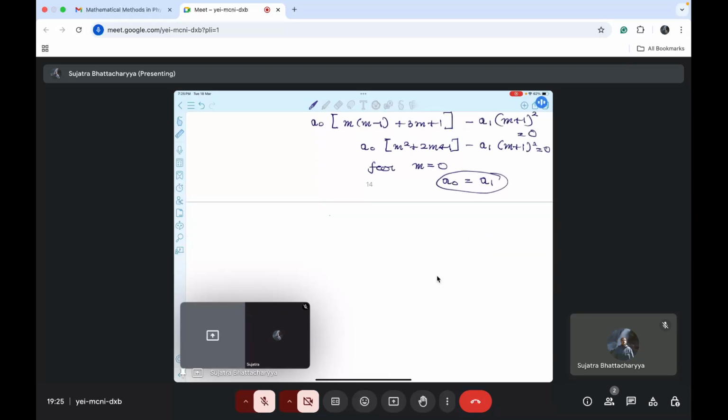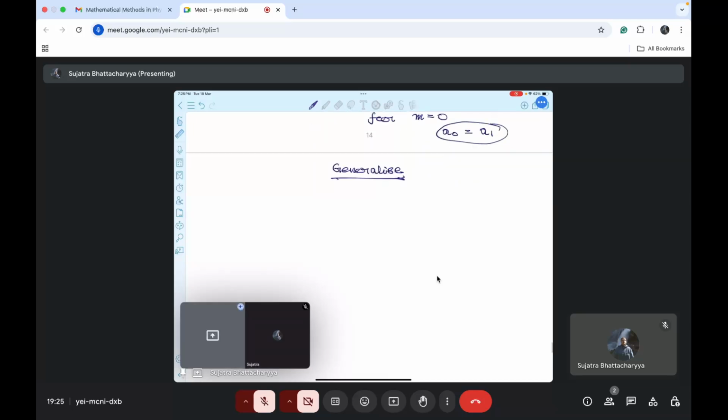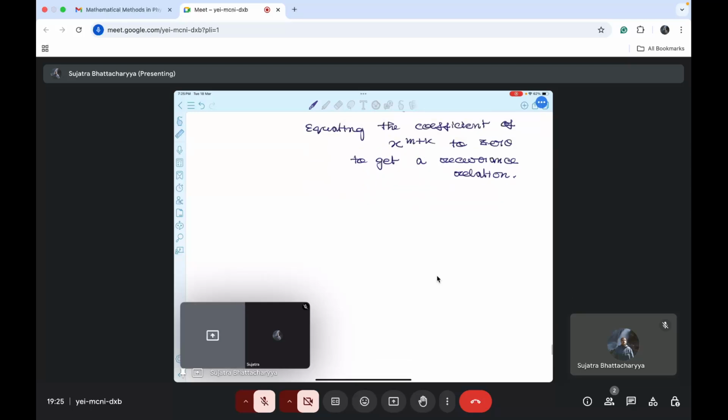Next, now we will generalize. Just like we have generalized it for the power series, here also we will generalize. Generalizing means equating the coefficient of x to the power m plus k to 0 to get a recurrence relation. Okay, so let's try that.